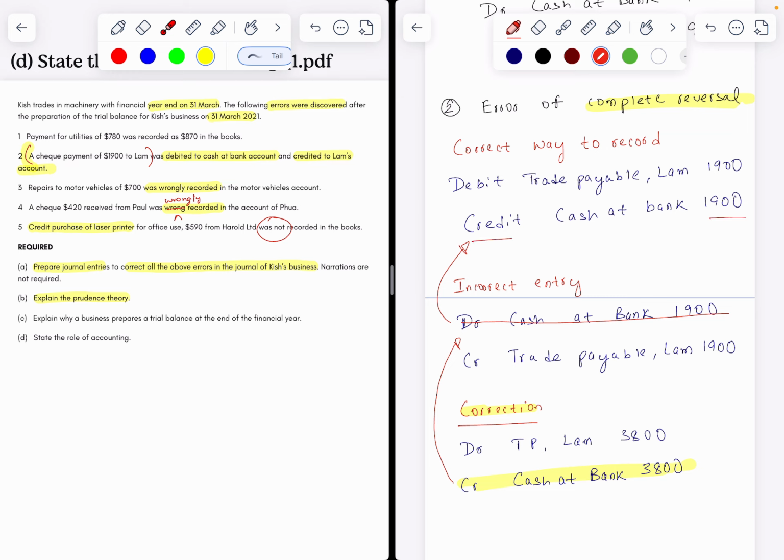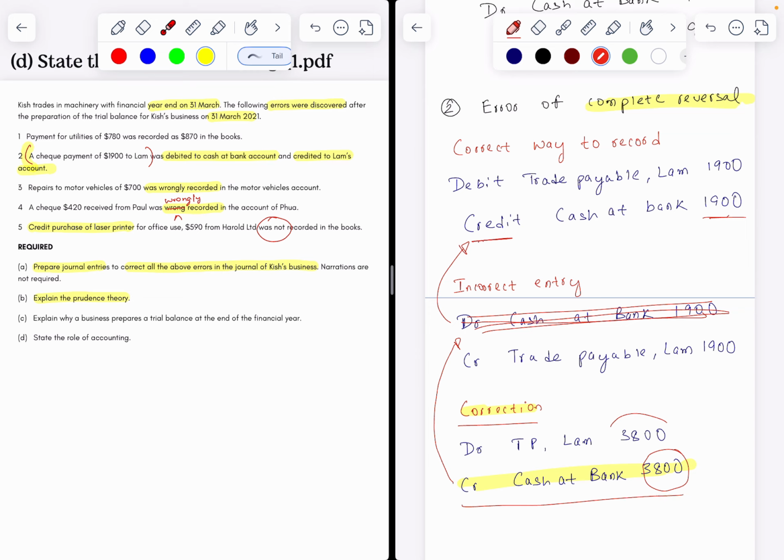So that is why we have to credit the cash at bank account by 3,800, which is double the amount, so that the initial debit 1900 gets fully offset, which is what you can see here. That ultimately leaves us with the final balance of credit 1900 in the cash at bank account. So when you want to correct this entry, you need to credit the cash at bank account by $3,800.